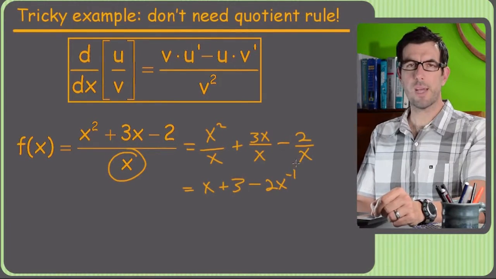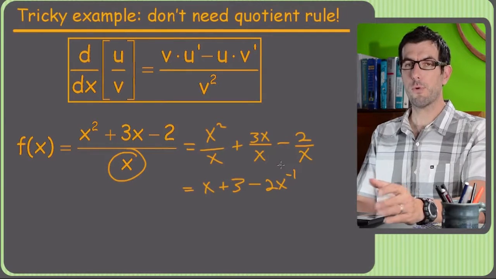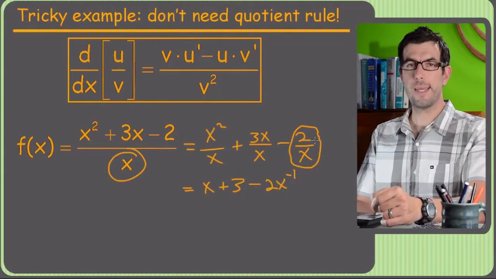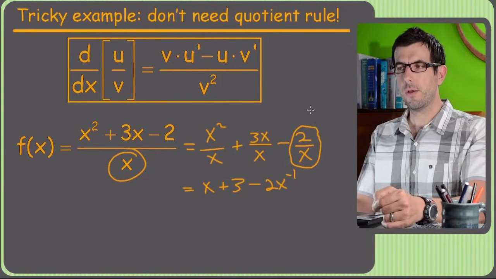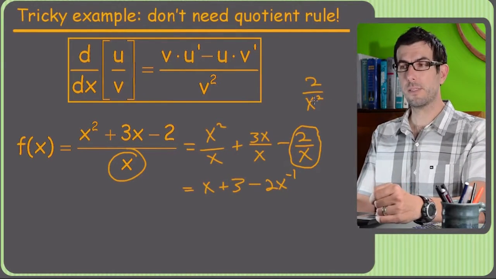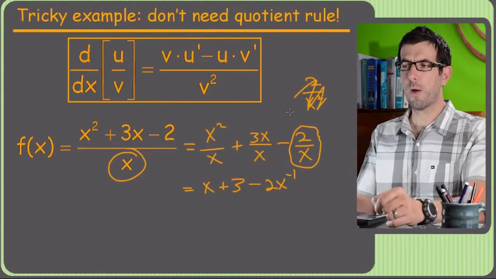I just turned this into a negative exponent because, hey, you want to use the power rule, right? Whenever you see an x in the denominator like this, like in this term, to take the derivative, it's way easier if you just make that an x to the minus 1. Or if you had like 2 over x squared, that'd be 2 times x to the minus 2. But that makes it really easy to use the power rule.